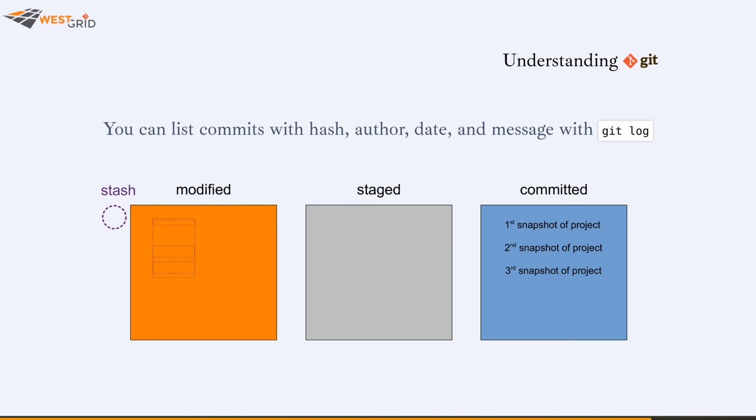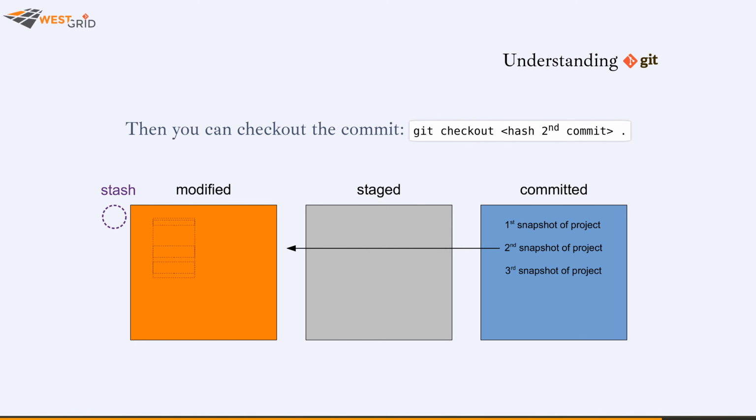So you run git log, you find the hash for that 2nd snapshot you're interested in. Now, to check out that commit, all you have to do is run git checkout and then that hash and a dot.